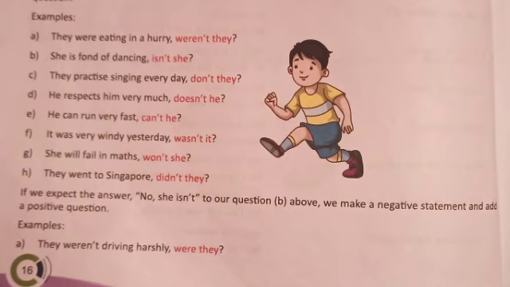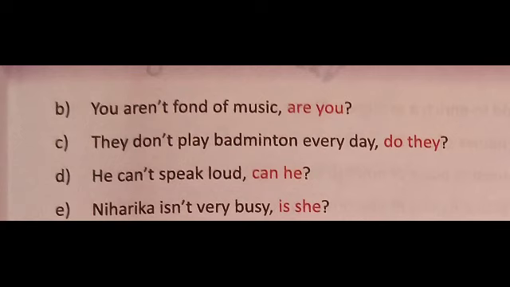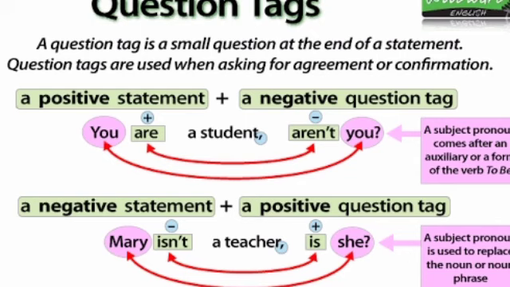Then they weren't driving harshly. Here it is the negative statement, weren't. So the tag must be positive. Were they? You are fond of music. Aren't you? They don't play badminton every day. Do they? He can't speak loud. Can he? Niharika isn't very busy. Is she?